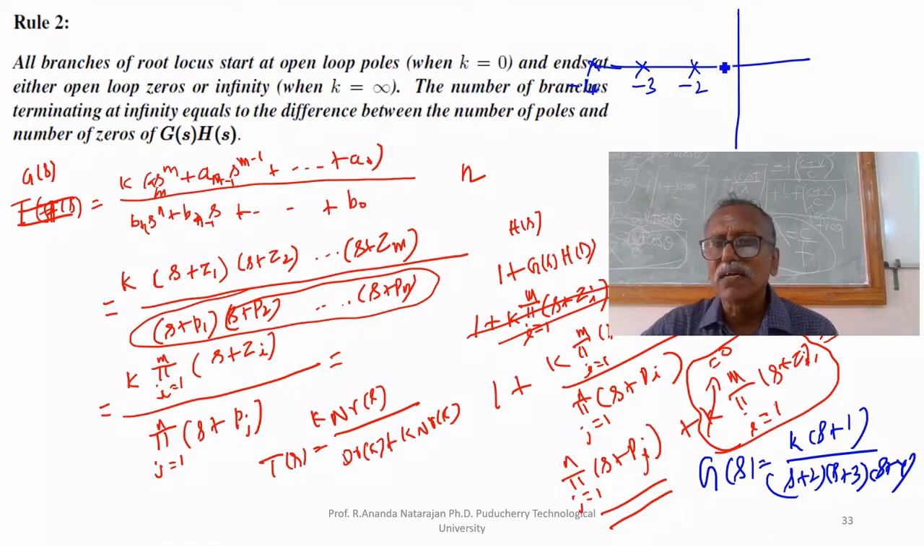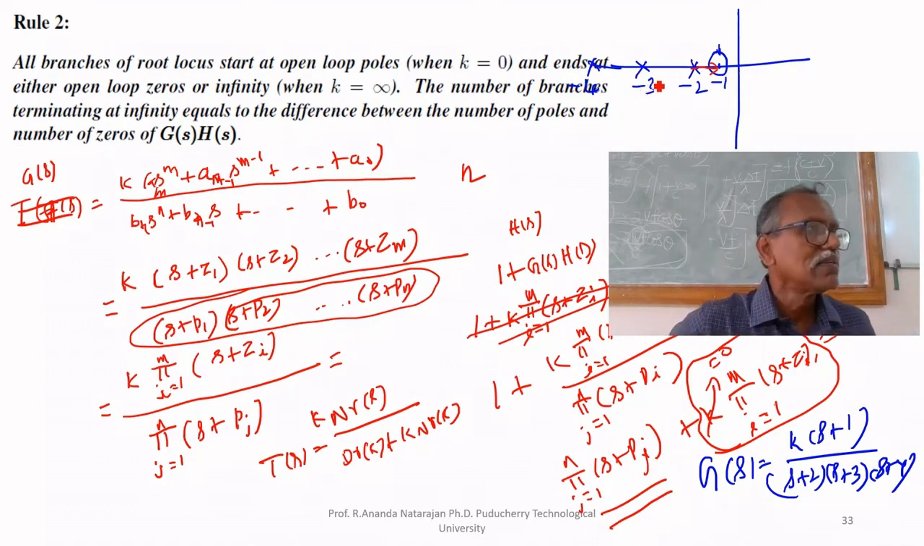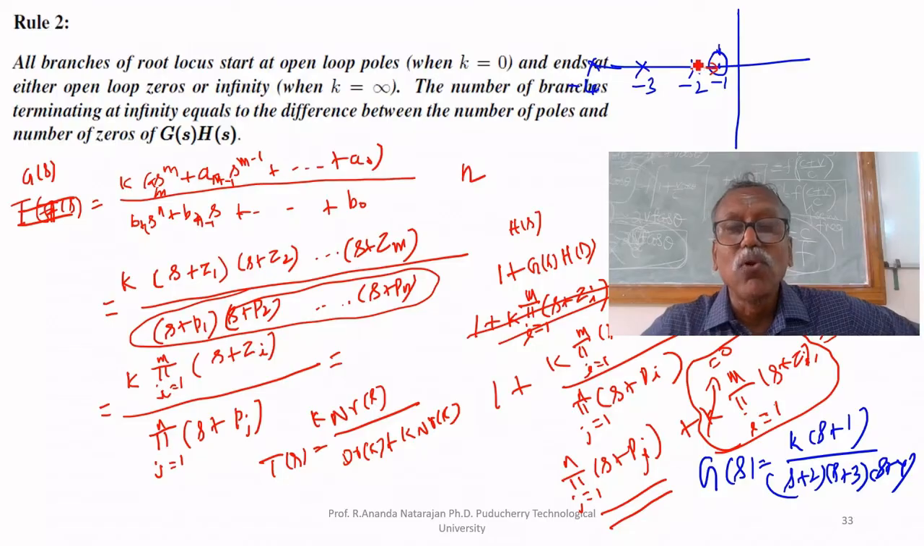One zero is there, at minus 1. One of the branches will end here. So it may be like this: this one starts here and ends at minus 1. One branch will end at minus 1. The remaining branches will go to infinity. Totally how many branches? Only 3 branches. One ends at minus 1. The remaining 2 will go to infinity. So I know this by rule. I know this root locus. They will meet each other at some point, then one will go up and another will go down.